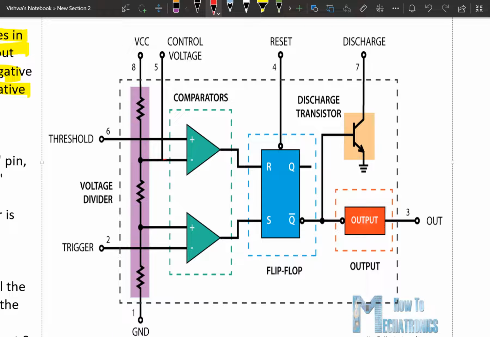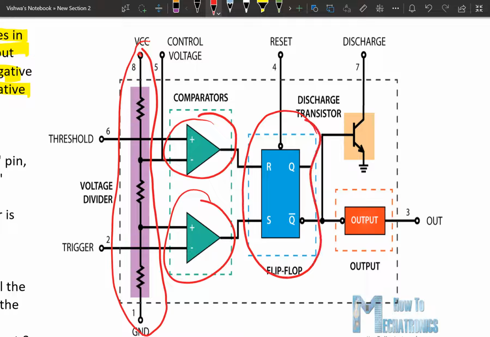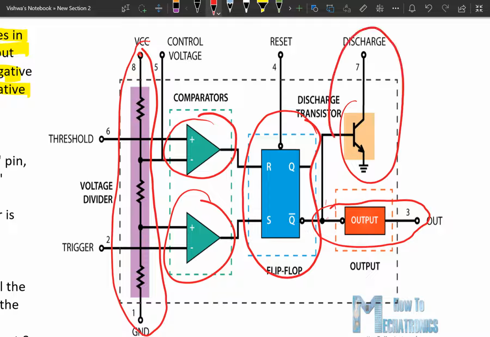Simple. There is a voltage divider network. This voltage divider network is connected to plus VCC. To this voltage divider network we are going to connect 2 comparators. The outputs of the 2 comparators are connected to the flip-flop. The output of the flip-flop is connected to the output device, and through that same terminal we are again connecting to the transistor.